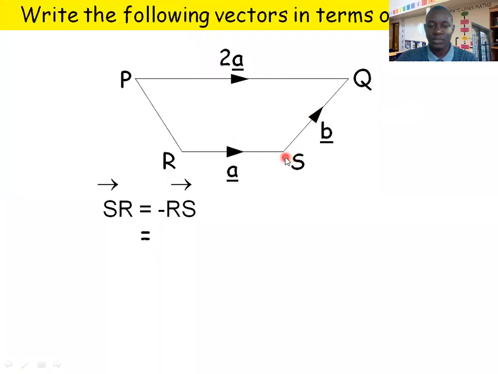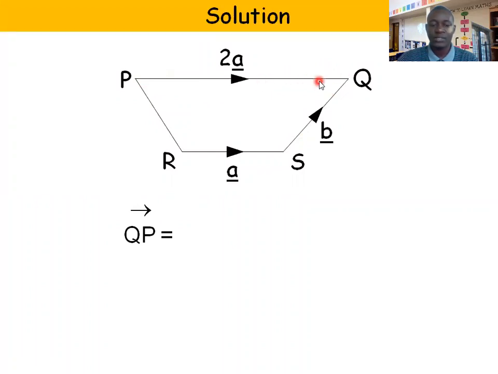The vector SR is from S to R. That's in opposite direction to RS. RS is A, SR is in the opposite direction. That would be minus A. So that answers this. Then we have to find the vector QP, Q to P. We are not given Q to P, we are rather given P to Q. The vector PQ is 2A, so therefore the vector QP will be the negative of vector PQ. That's going to give us minus 2A.